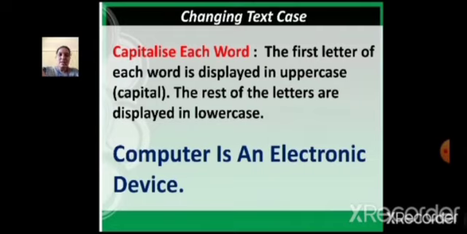So the next case, that is capitalize each word. As I said, the first letter of each word is displayed in uppercase. The rest of the letters are displayed in lowercase. Here you can see the first letter of each word: Computer, C; Is, I; An, A; Electronic, E; Device, D. You can see the first letter of each word is capital, other letters will be smaller. This is capitalize each word.